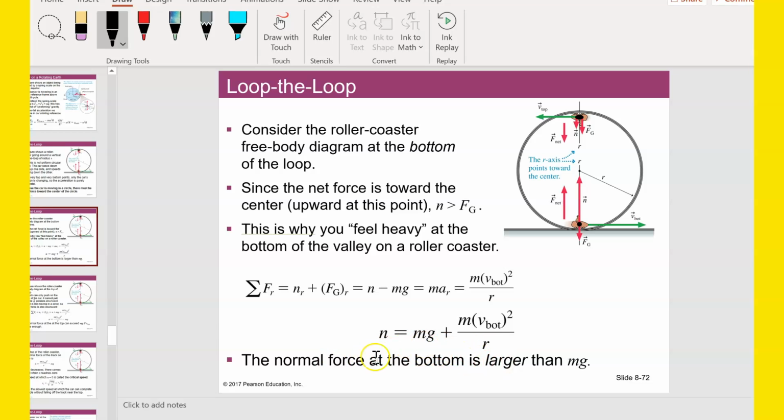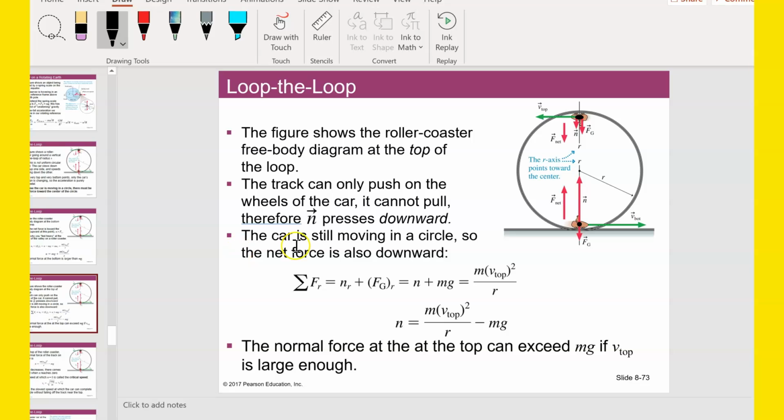So the normal force is larger than gravity at the bottom, but at the top, the net force has to point toward the center still. So the normal force has to be less than gravity.